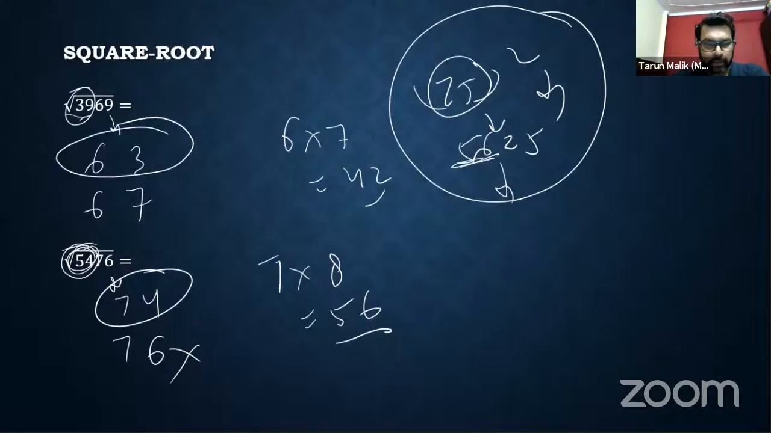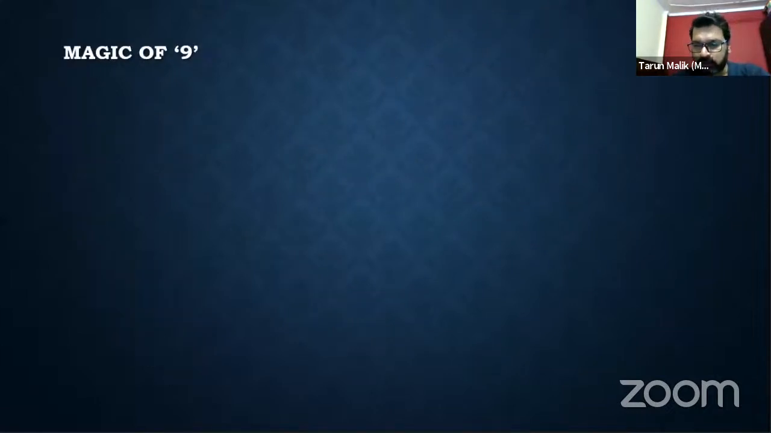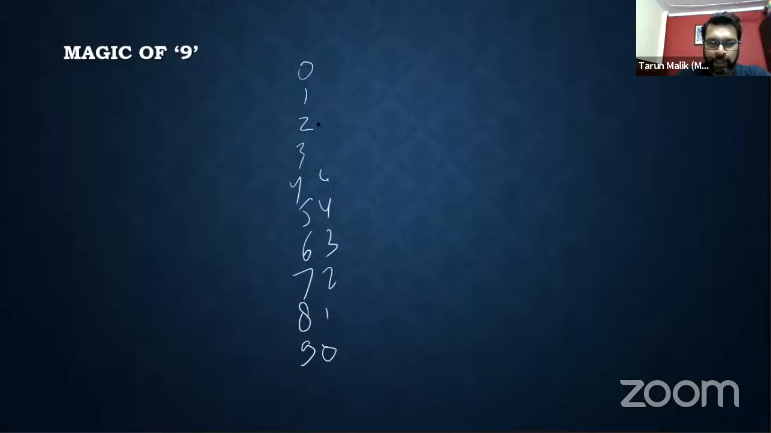I just want to give you one quick magic kind of thing also. Magic of 9. Okay, 9 is a magical number in our number system. Everybody knows the table of 9, and everybody knows the magic for the table of 9, right? That when you write numbers from 0, 1, 2, 3, 4, 5, 6, 7, 8, 9 and repeat it, you will get the table of 9. Yeah, everybody knows this from the very basic standard. So this is nothing new.